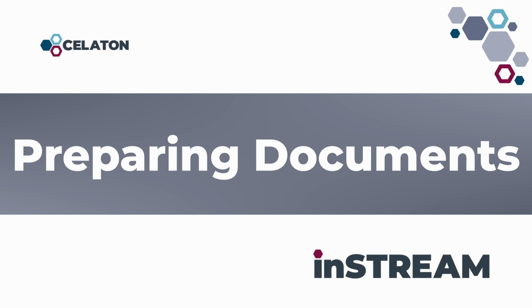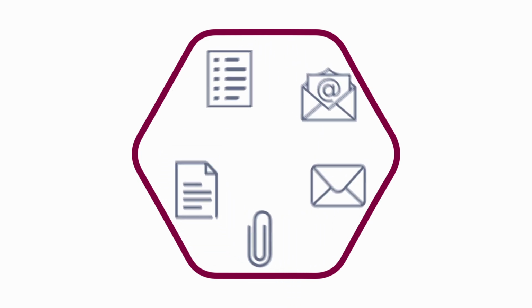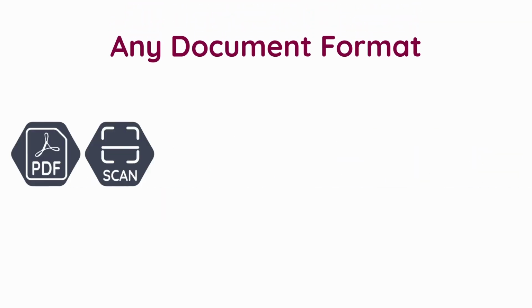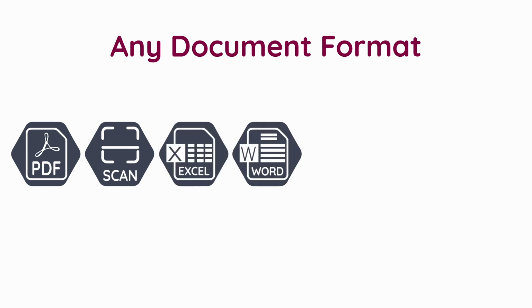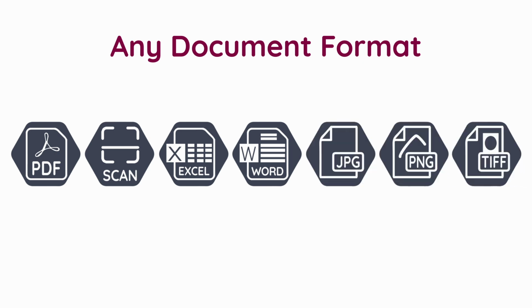Preparing documents. Once the file has been received, the next step in the process is for InStream to prepare the documents. For example, when an email arrives, your process may require the splitting off of any attachments from the email into individual documents, in this case invoices, that need to be processed through the workstream. The documents can be in any format, such as PDF, scanned document types, any Microsoft Office document formats including Excel and Word, or any image format such as JPEG, PNG, or TIFF files.